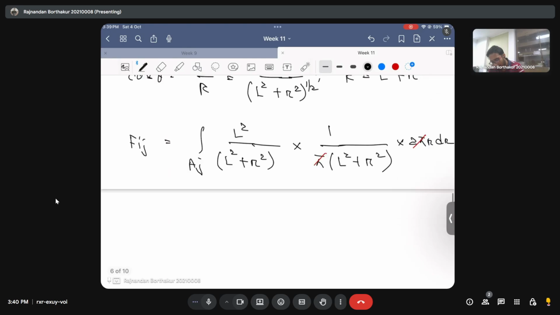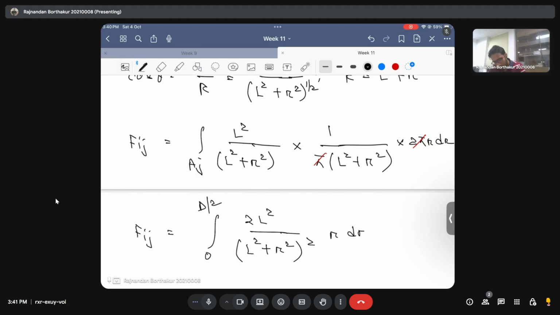So your Fij precisely turns out to be what? It is an integral, and since you are writing it in terms of dr, you need to integrate it from 0 to r, which is nothing but half the diameter, d by 2. So you are integrating this, and this is L squared by L squared plus R squared. In fact, it is 2L squared by L squared plus R squared whole square. And then there is this R dr which you need to do.